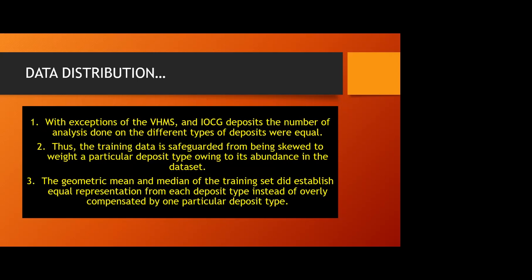However, the geometric mean and the median of the training data set did establish that all the deposit types were equally represented, and hence even if there was a slight difference in the VHMS and IOCG numbers of analyses, it was a balanced data set after all. So we can safely bet that the bias of this data set was removed.